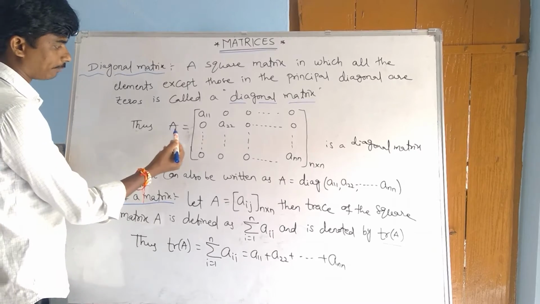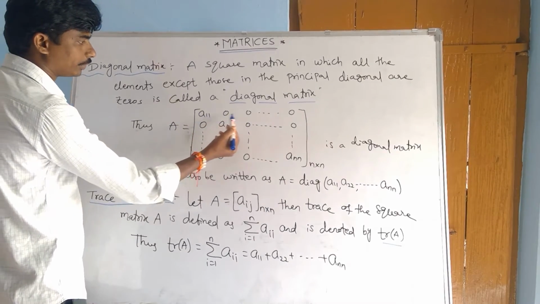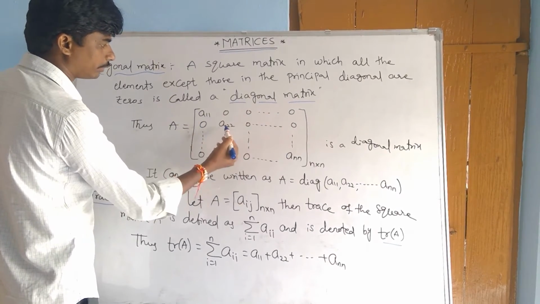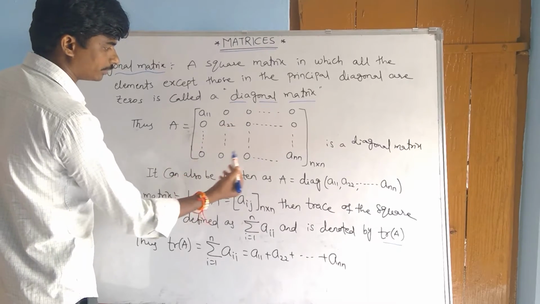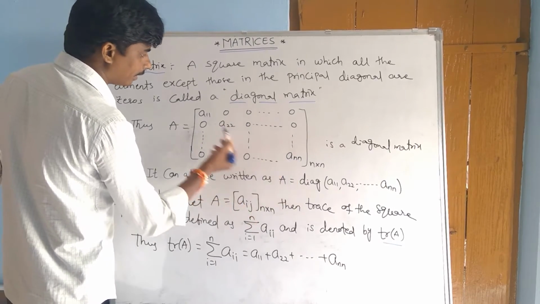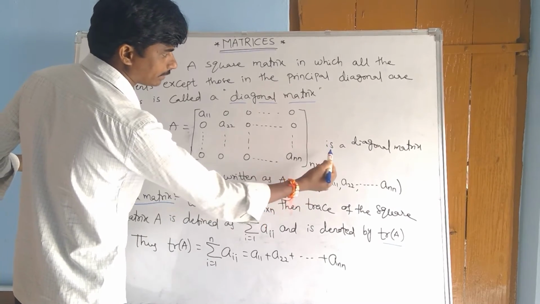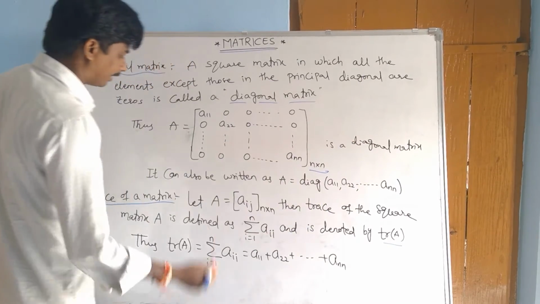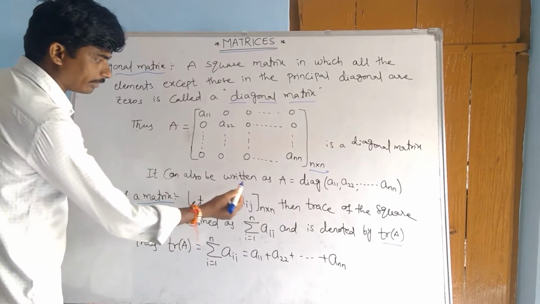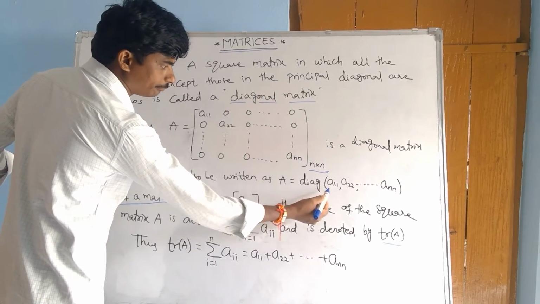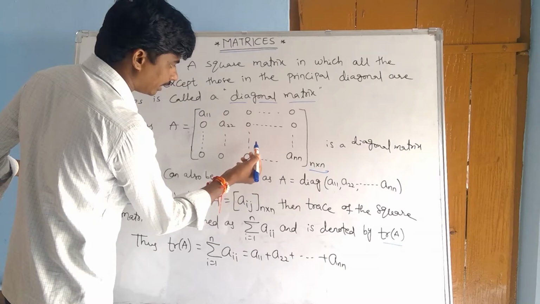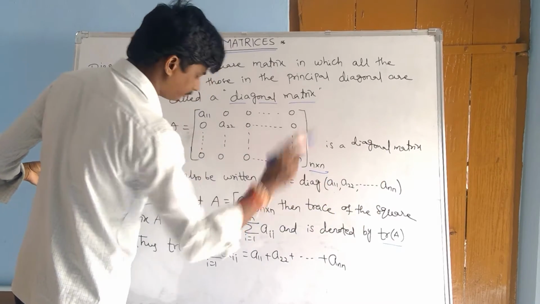Thus capital A equals A11 0 0, 0 A22 0, 0 0 and so on up to ANN. This is a square matrix. An n by n matrix like this is a diagonal matrix.